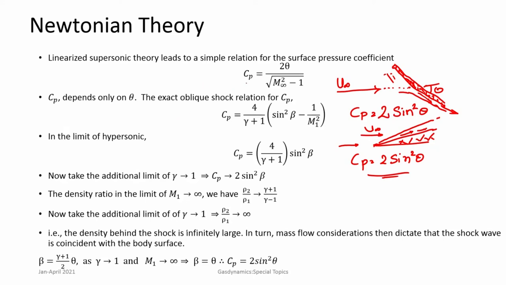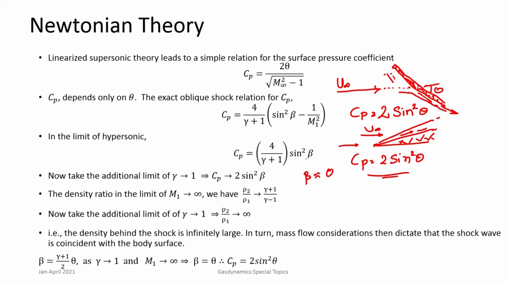In supersonic flow small perturbation theory, we saw Cp is 2 theta by square root of M infinity square minus 1, which simply stated that Cp depends on local surface inclination. The Newtonian theory also states that Cp depends only on the surface inclination. In the hypersonic limit, if we take a look at Cp, we find that it is actually depending on sin square beta, which we have just now done. And we also saw that at large Mach numbers, beta approaches theta, it is very close to theta.